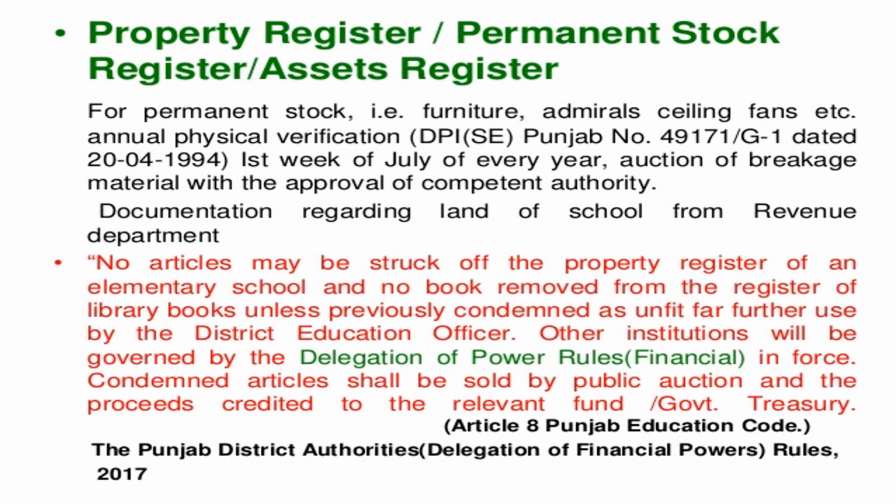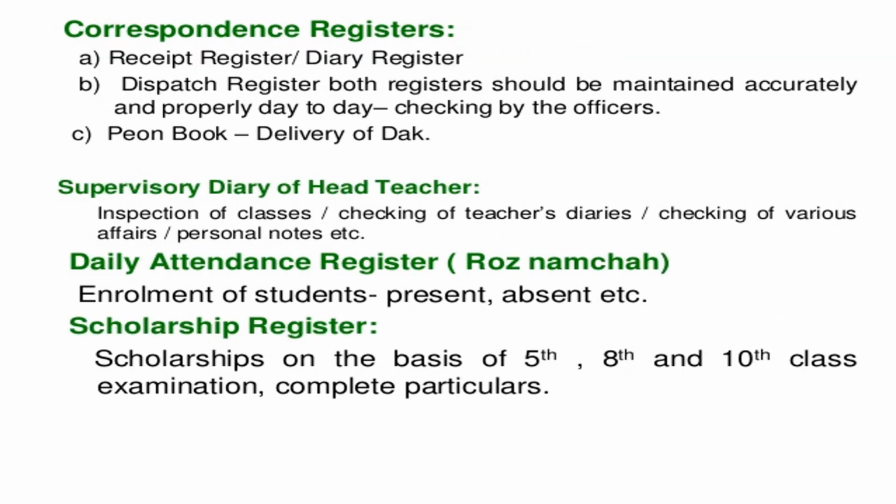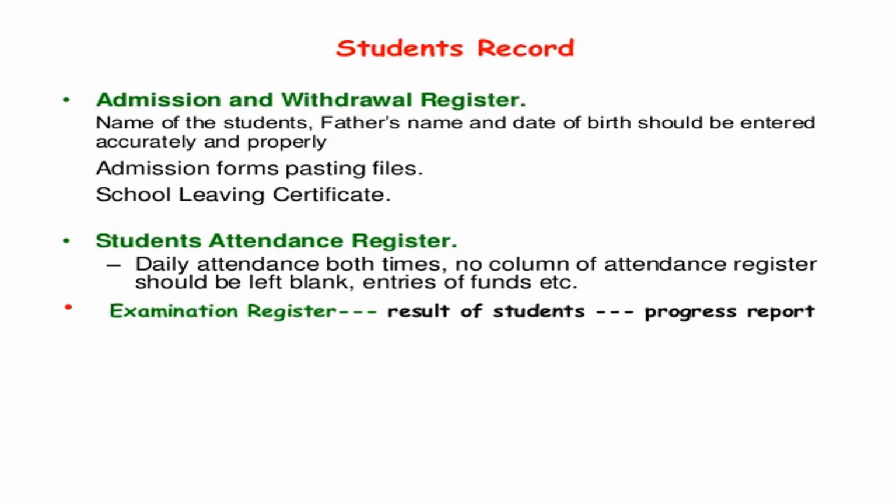Property register, permanent stock register or assets register. So this is also an important register that every school should keep. Stock registers like chalk, duster, etc. Teachers, employees, personal files. So these things are also important. Next is correspondence registers, daily attendance register, scholarship register. Students record like admission, withdrawal register, students attendance register. So these things are also important.